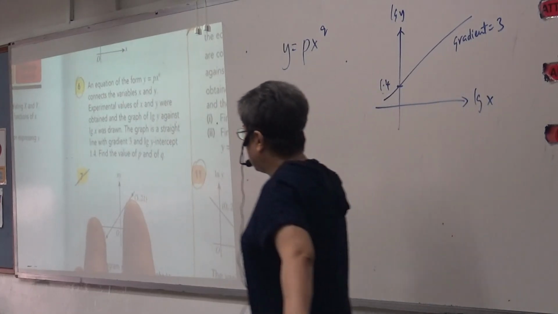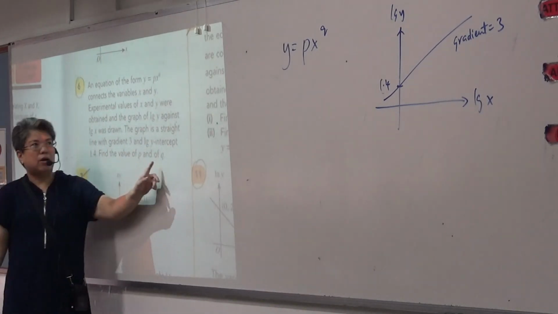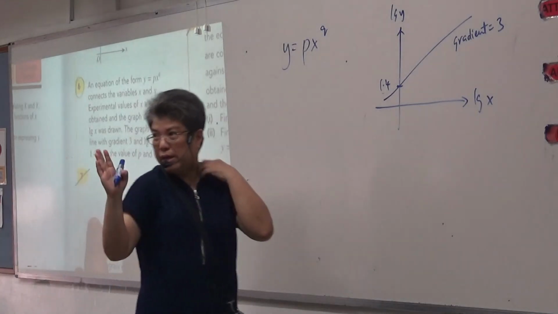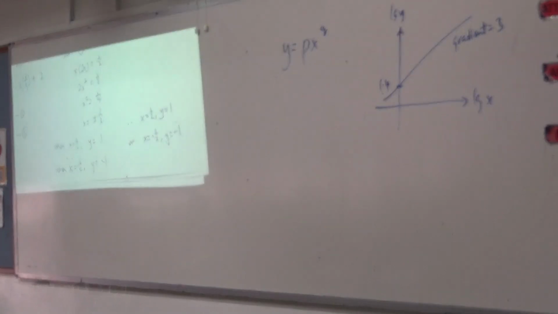Okay, then the question says, a straight line is drawn, find the value of p and of q. That means I want to find what is p and what is q. Okay? Now, I will leave the diagram on the board. All of you draw the diagram first.